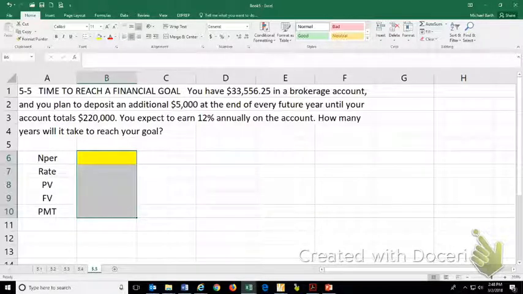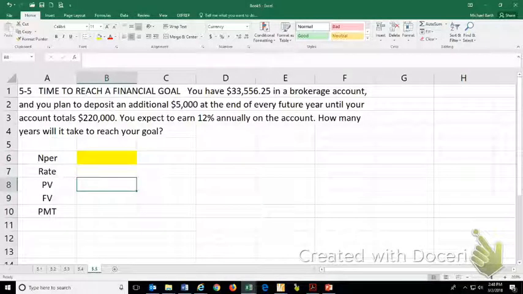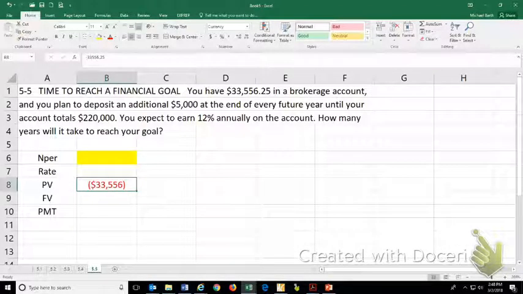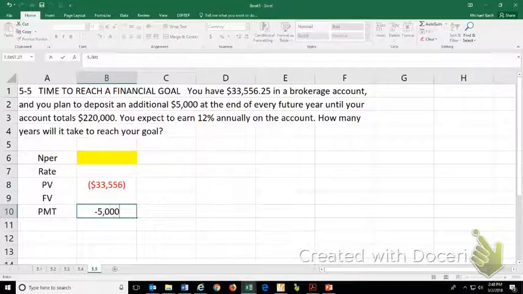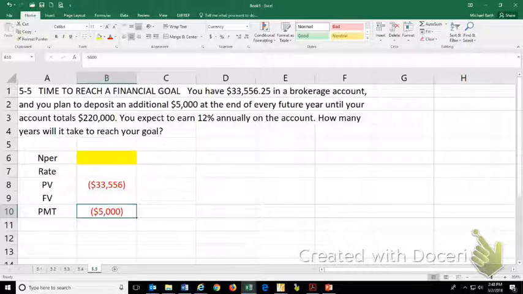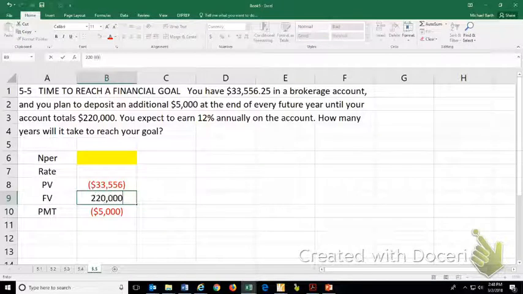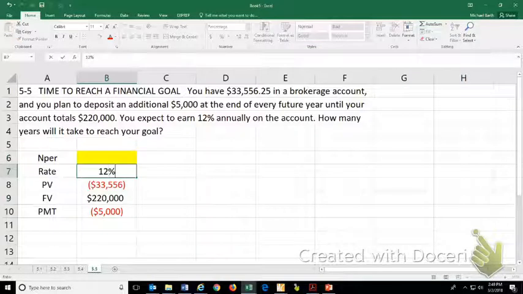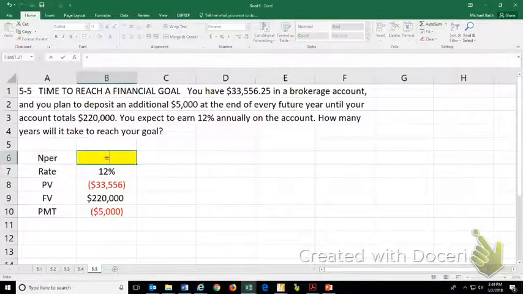So the problem says you have $33,556.25 in a brokerage account. I already have taken $33,556.25 out of my pocket. That's what's sitting in my brokerage account, and I'm also going to add $5,000 a year into there every year until the grand total that I can take out reaches $220,000. Now, if I'm going to earn 12% annual interest, how many years is it going to take?